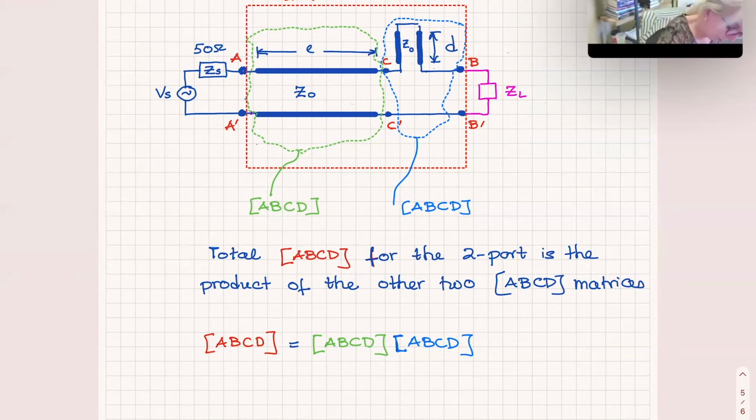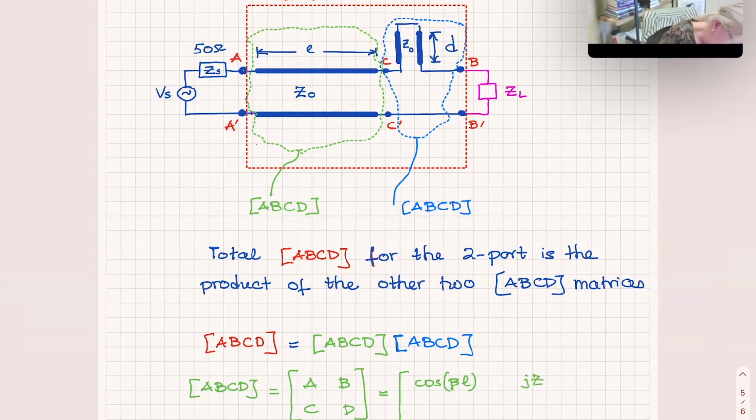And now, from the book, we have that the ABCD matrix, which has four elements, A, B, C, and D, and is the matrix for the transmission line, has the following form: cosine of beta L, j Z naught sine of beta L, then j Y naught sine of beta L, and then D, cosine of beta L.